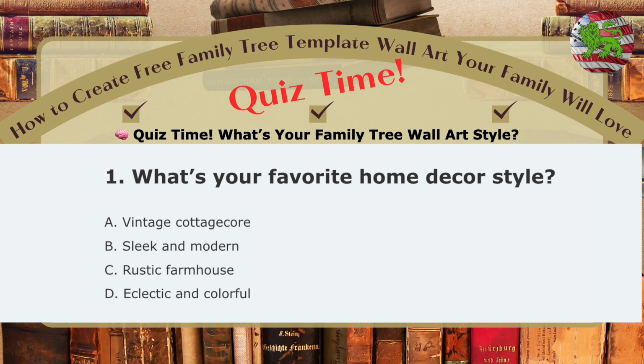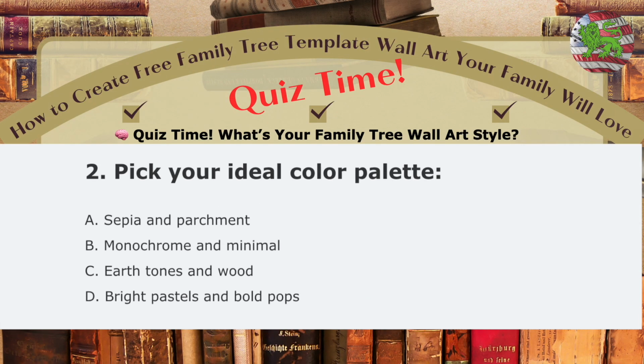Okay, question number 1, what's your favorite home decor style? What do you like? A, vintage cottagecore. B, sleek and modern. C, rustic farmhouse. Or D, eclectic and colorful. Okay, choose your home style. Ready? Cool. Let's go to number 2.